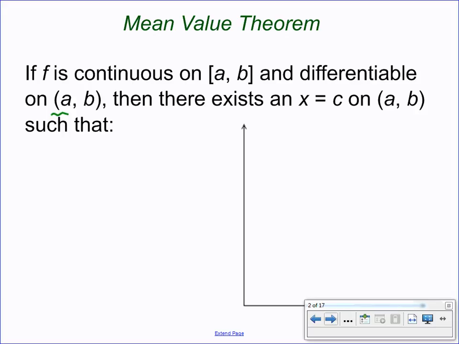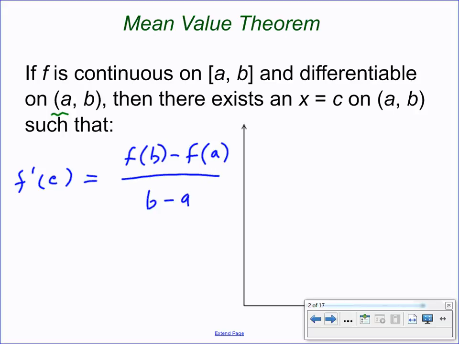value theorem, which means that we can find some x equals c value where the instantaneous rate of change, that is the slope of the curve anywhere along it, is equal to the slope of the secant line connecting the endpoints. That is the average rate of change over the interval. F at b minus f at a all over b minus a.